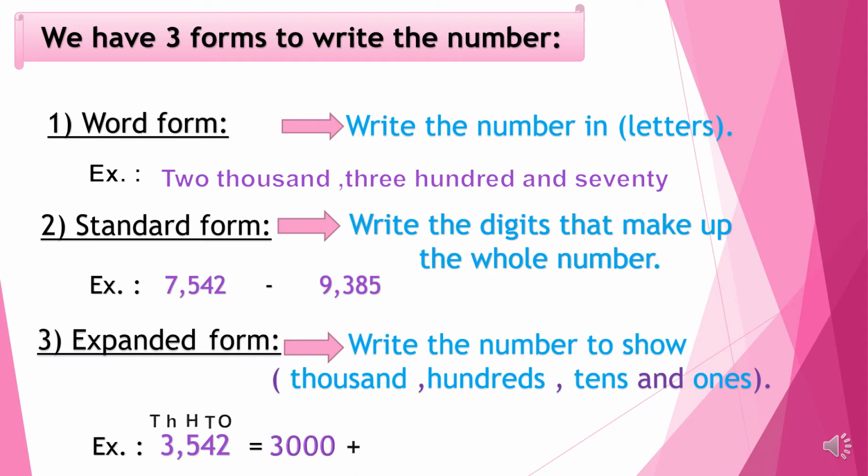3 in 1,000, its value will be 3,000. 5 in 100, its value will be 500. 4 in tens, its value will be 40. I will put 1 zero. 2 in ones, its value is 2 as it is without any zeros. So when I add the values, this is called expanded form.